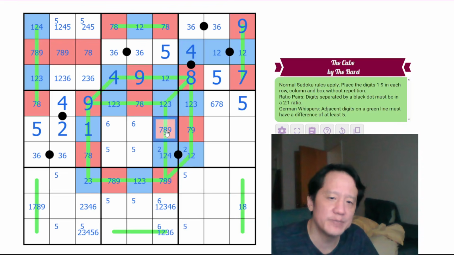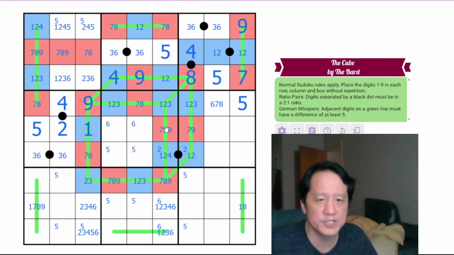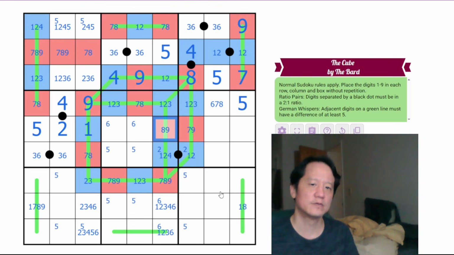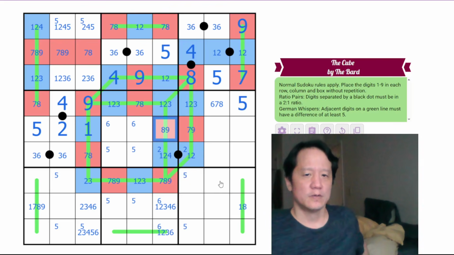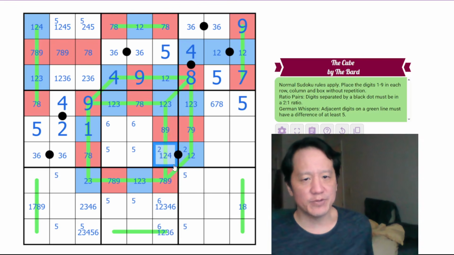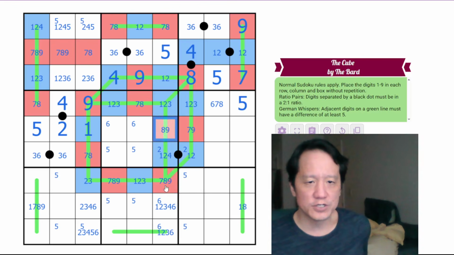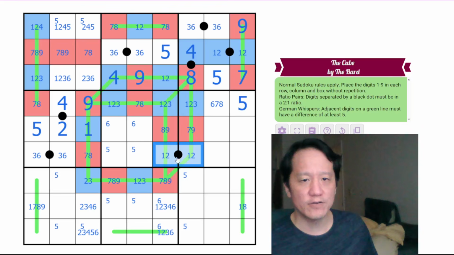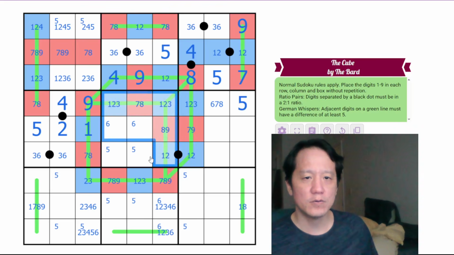This cannot be 7 here, because if this were 7, that would force this to be a 1-2 pair, which would eliminate all possibilities for this cell here. So this cannot be 7. This can't be 4, because it's next to two unique digits on a Whisper 5 line. So this has to be 1-2 as a pair. Okay, well, I should have seen that pretty early on. Therefore, we have a 1, 2, 3 triplet in this central box.